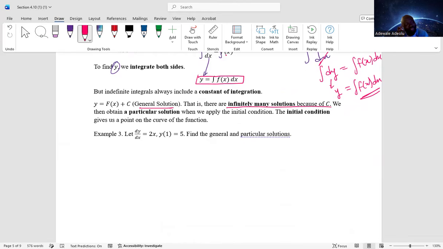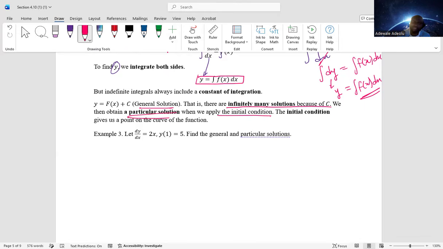What do I mean? Maybe you have a function that represents the population of a particular city at the time, like all the times, but you are interested in just, let's say, time t equals 0. So you want to look at it at that particular time. What is the population, right? So that is what we mean by particular solution. And that occurs when we apply the initial condition.